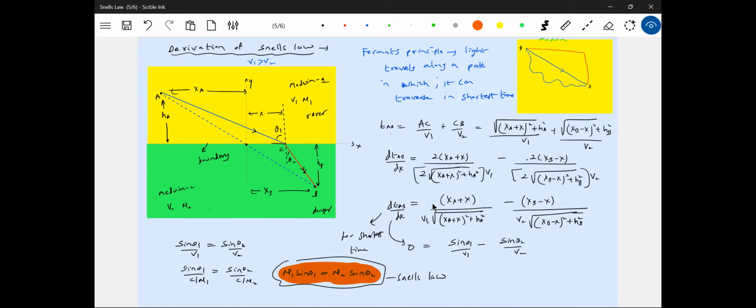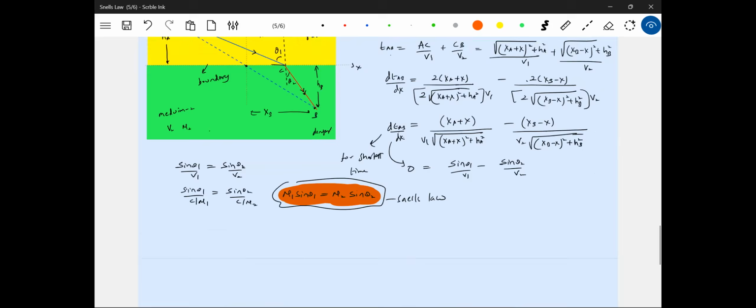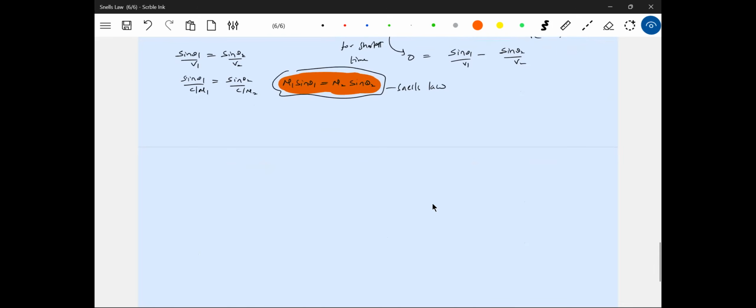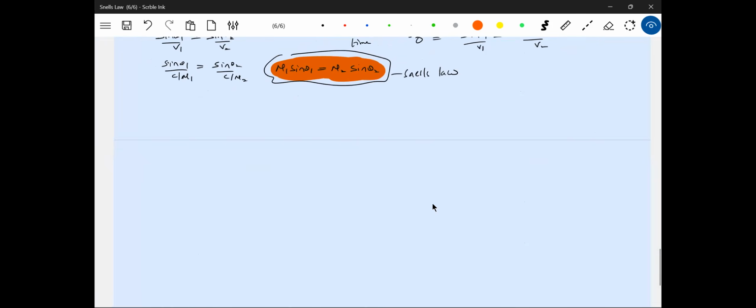And it obeys the principle of reversibility of light. It's not only when light propagates from A to B. Even if the light propagates from B to A, it will prefer a path where it can traverse in the shortest time. So definitely it will prefer the path BCA. Let's go further.